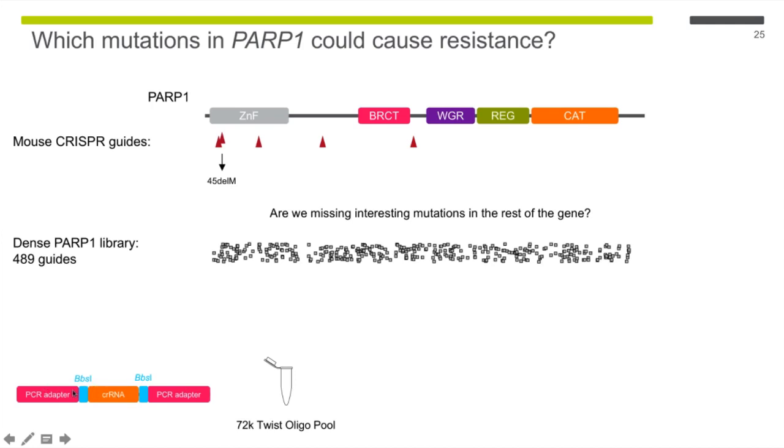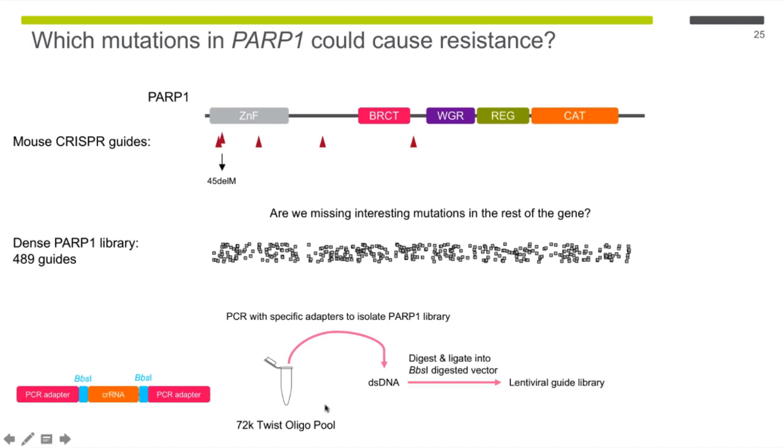We have some PCR adapters, the cloning sites to put them into the lentiviral vector, and the guide RNA sequence in the middle here. And then for each library that we design in this pool, we do a library-specific PCR with these PCR adapter sequences to convert this oligo to double-stranded DNA and amplify it just a little bit so we can purify it from the rest of the pool, and then clone this into the lentiviral guide library. And this has proved to be a really efficient way of making lots of highly customized libraries, such as this one to just target PARP1.